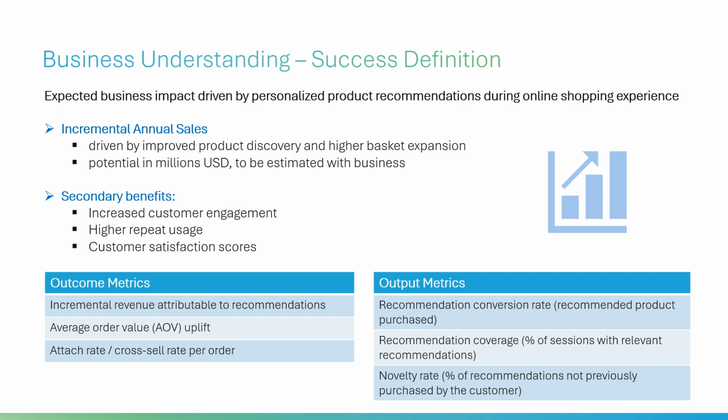How do we define success? First of all, by driving incremental annual sales, potentially in millions, to be estimated with the key business stakeholders, also to set some targets around it. There are some secondary benefits to it, like customer engagement, customer retention on the online platform, and customer satisfaction. As for the outcome metrics, besides the annual incremental revenue, we could be working with measures like average order value increase or the attach rate of the recommendations to the orders.